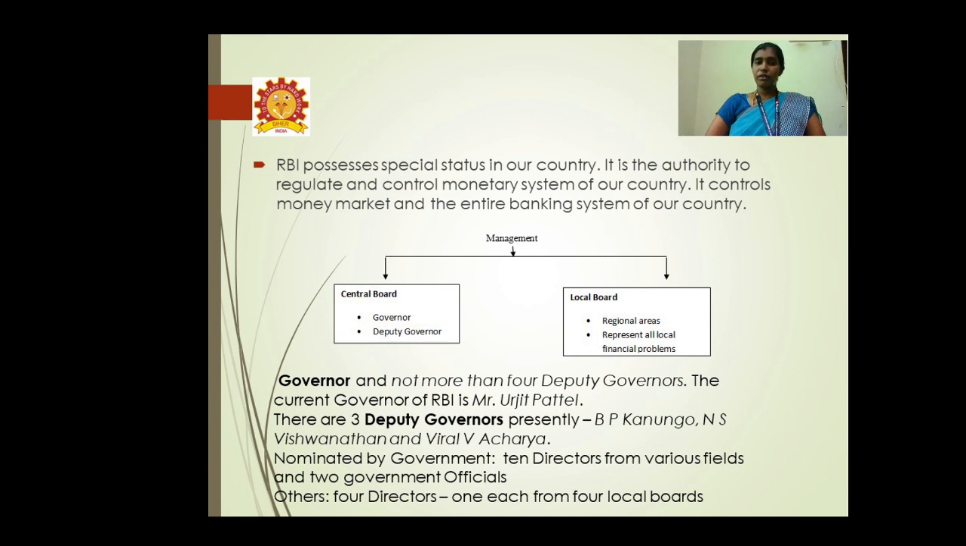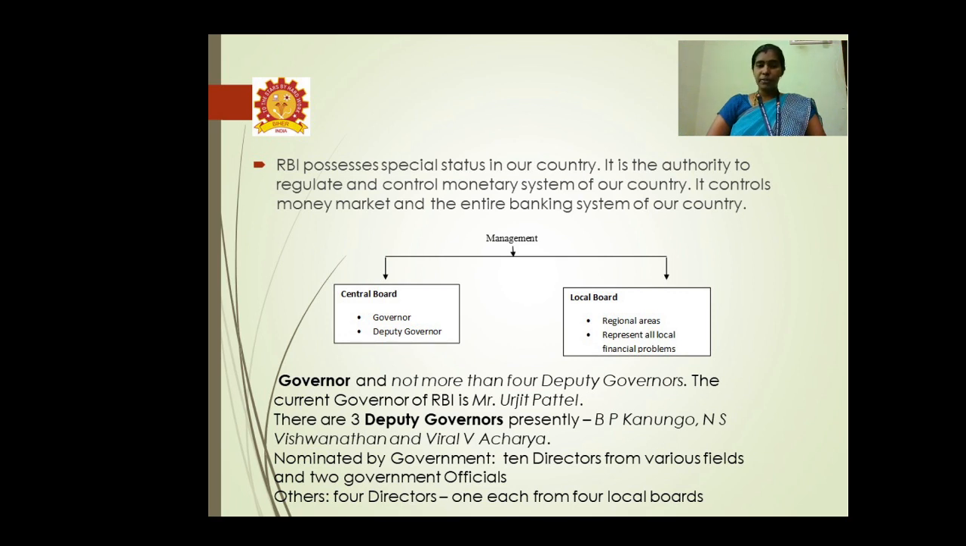The current governor of RBI is Mr. Urjit Patel. He takes all the decisions he wants to take relating to the financials. And there are three deputy governors: B.P. Kanungo, N.S. Vishwanathan and V. Acharya. So these three members are called the deputy governors.